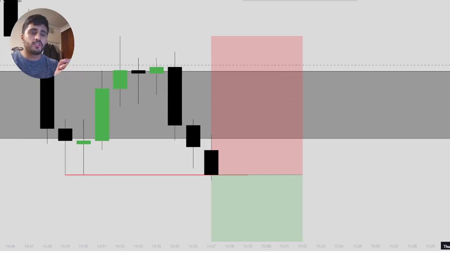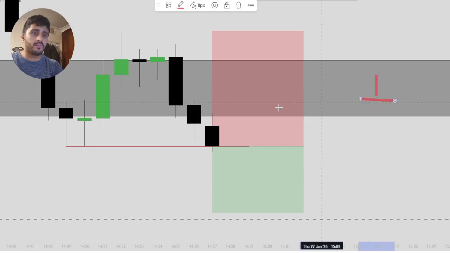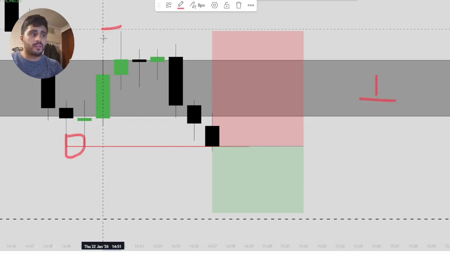So how do I translate order flow into an entry? Well, it's very simple. I wait for a key level. That's step one. So first I wait for a key level. The second is I wait for a break. The third is I wait for a retest.